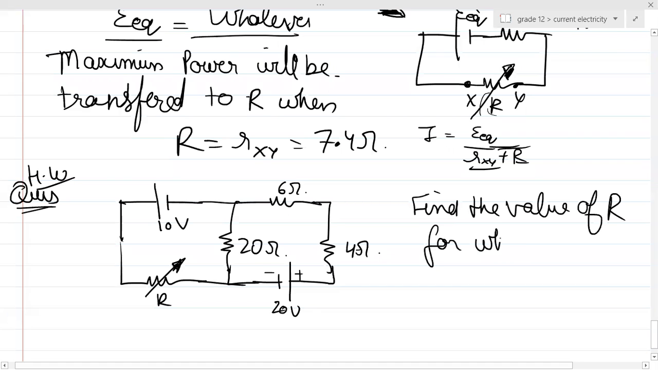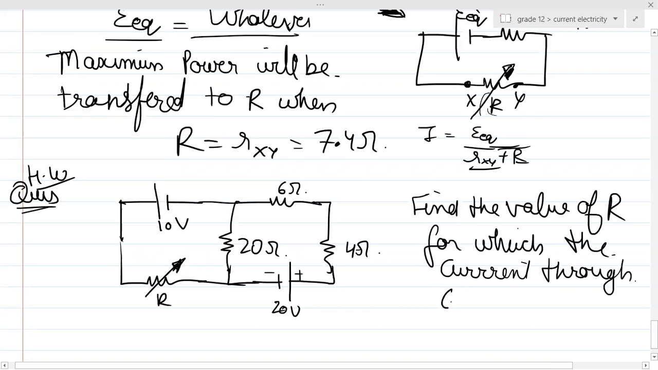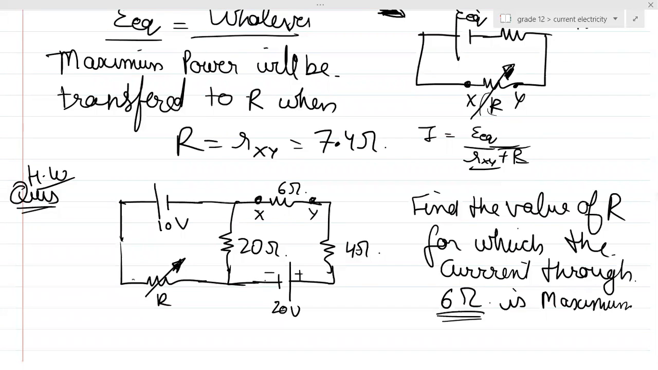for which the current through 6 ohm is maximum. Please remember, guys, where was I doing maximum? I was doing it across 6 x y. So please remember, in this case you will not choose the points across x and y. You will choose it across 6 ohm. Okay? Is this clear, guys? Will you be able to find the value of R for this?